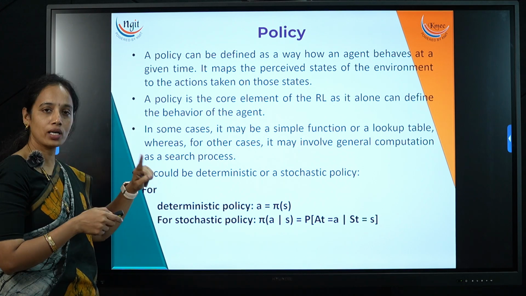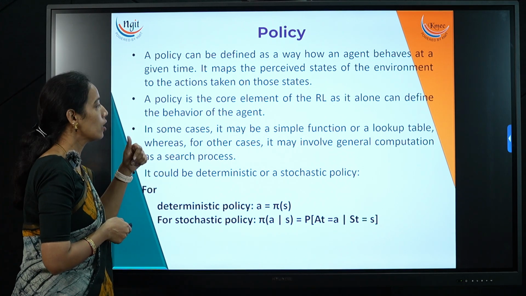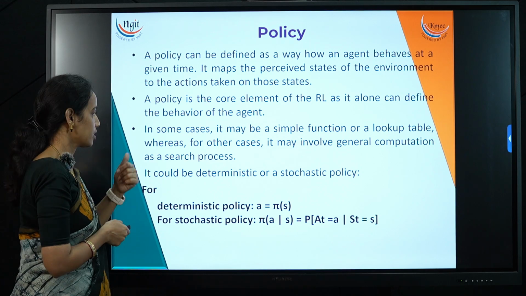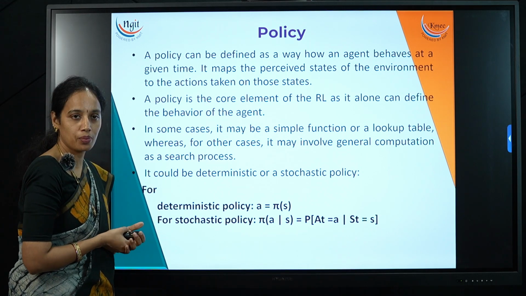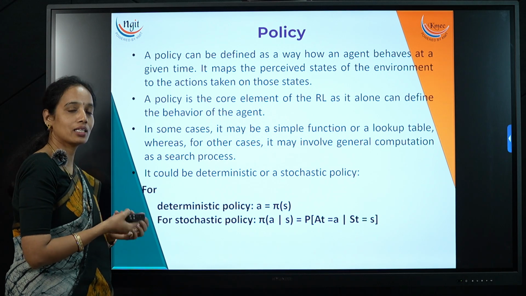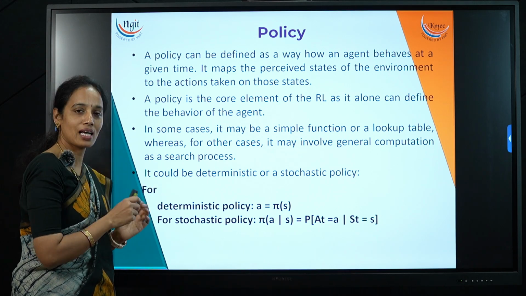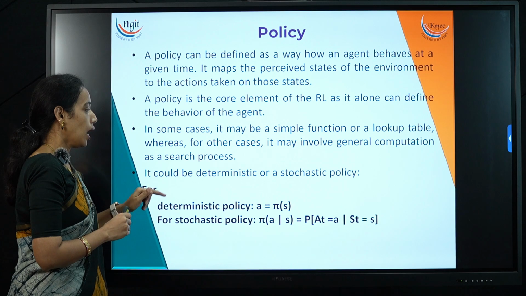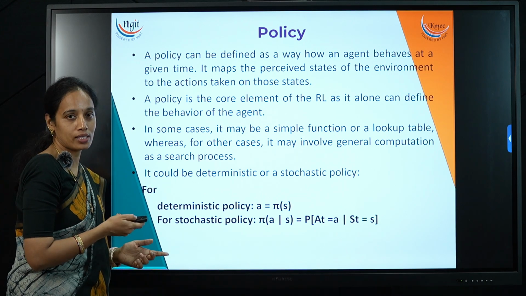It is a core element of RL, and it alone can define the behavior of the agent. In some cases it may be a simple function or a lookup table, and in other cases it may involve general computation, like a search process. And it could be a deterministic or stochastic policy.